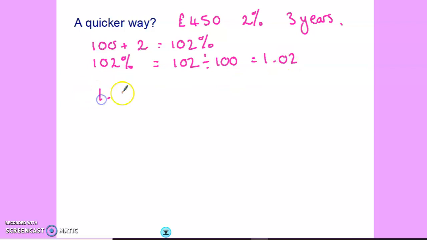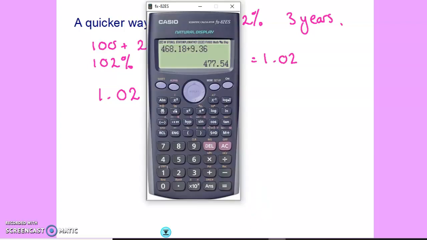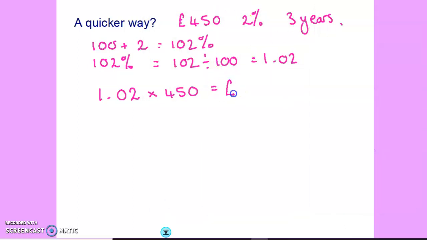So for my first year, I'm going to do 1.02 times 450, and I get 459. Now this is very similar to the way I was asking you to try the percentage increase and decrease, just doing the adding on first. The only thing I've done differently is I've written down what this part is divided by 100, so I'm not having to put it into every single step.